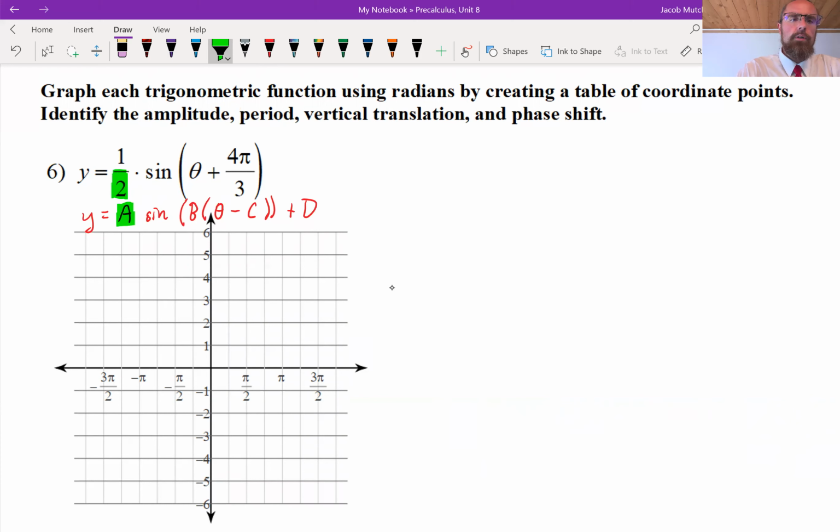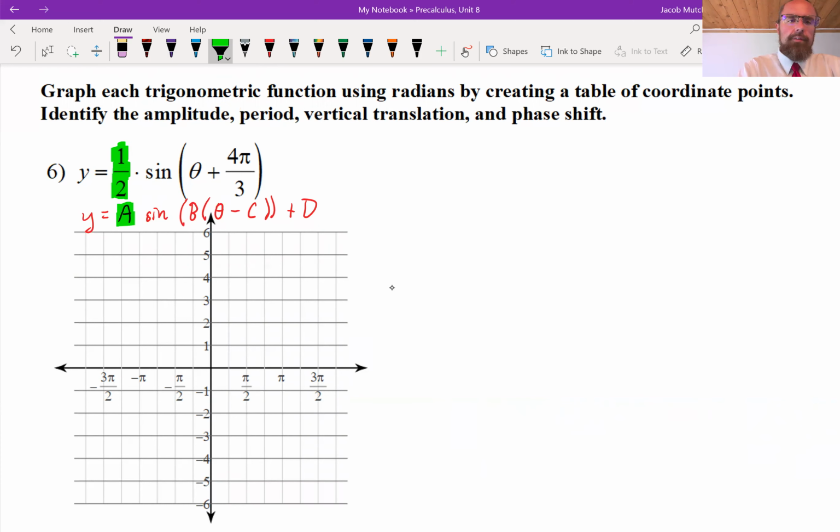It's gone from 1 to 1/2. So very different from our previous example. That one stretched out because the amplitude had been enlarged to 2. This one, our amplitude is going to be half the height. It's going to be a very much shorter curve.